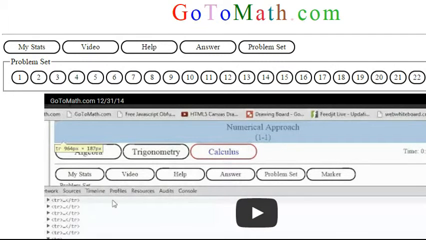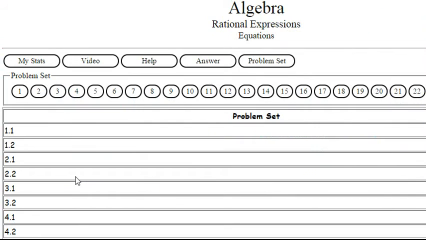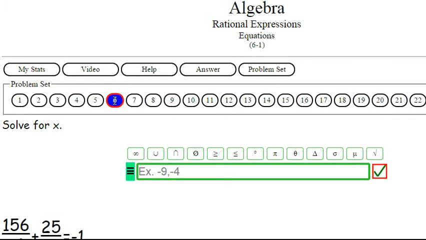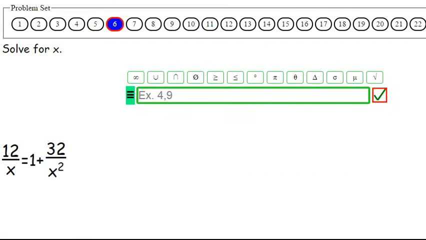Okay, we're over here at GoToMath.com. Click on algebra. Let's go down to equations. We're doing 6.2, if I can get it to come up.